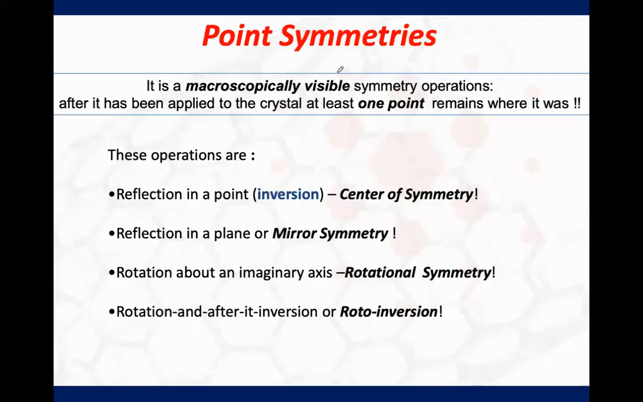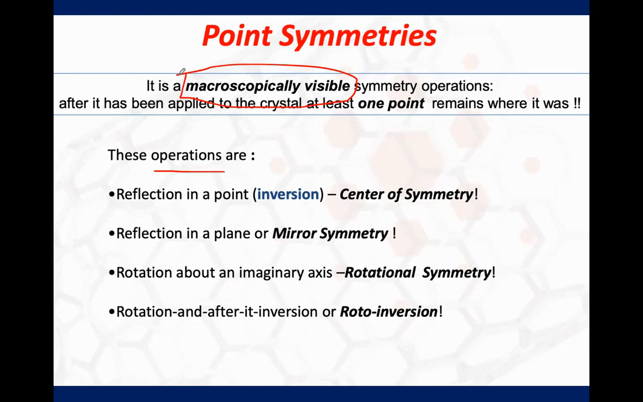Okay, so we discussed the symmetries with different operations, right? We call them symmetry operations because they are macroscopically visible. What is macroscopically visible? That means it's visible on a bigger scale. You can see it even with your naked eye. You don't need any microscope to see that, right?